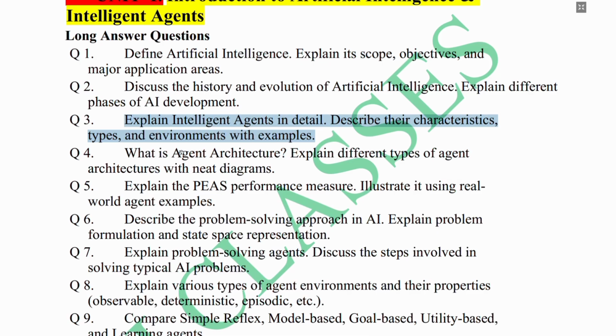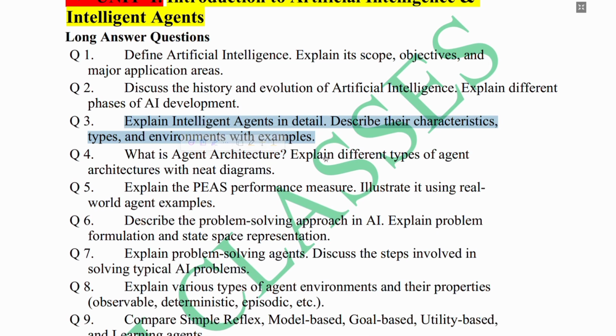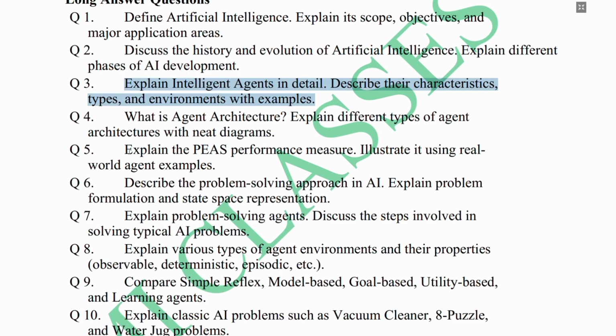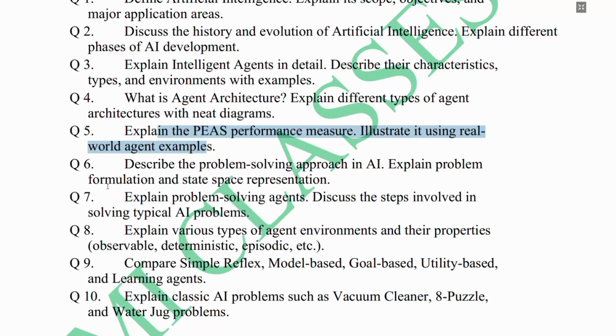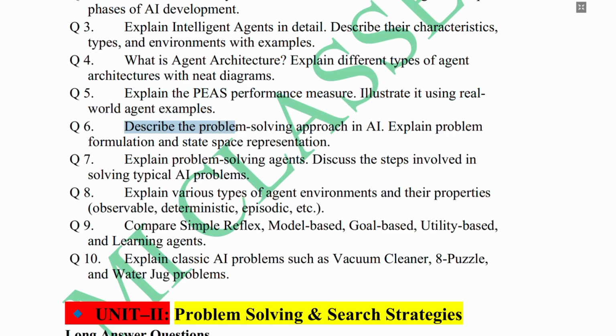The next question is: what is agent architecture? Explain different types of agent architecture with neat diagrams. The next question is: explain the PEAS performance measure, and illustrate it using real world agent examples. The next question is: describe the problem solving approach in AI, and explain problem formulation and state space representation. The next question is: explain problem solving agents, and discuss the steps involved in solving typical AI problems.